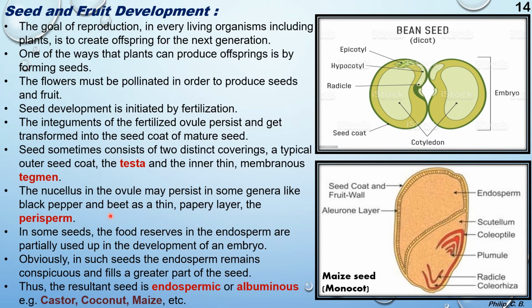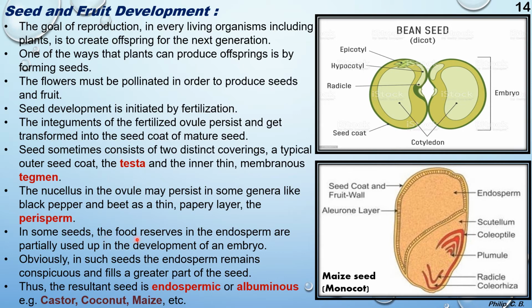So here you can see the seed coat has a covering of outer testa and inner tegmen. Also there may be a papery layer which is formed by the nucellus in certain species like black pepper and beet.